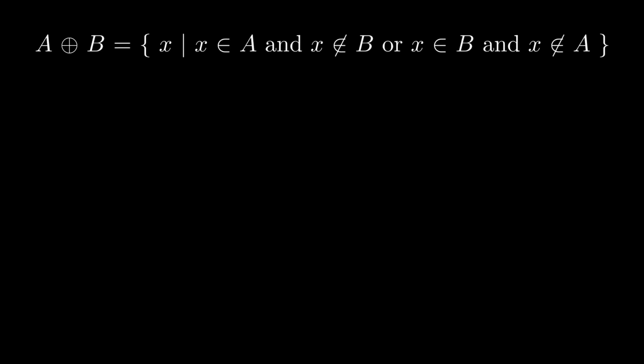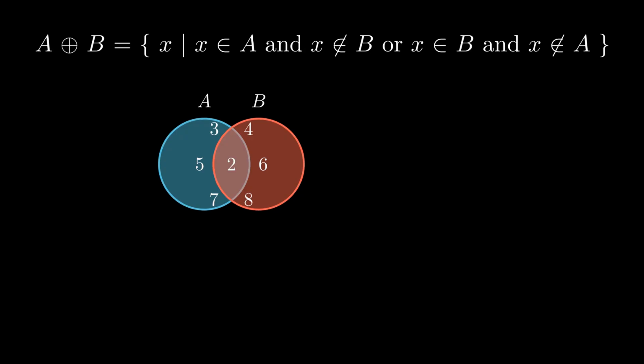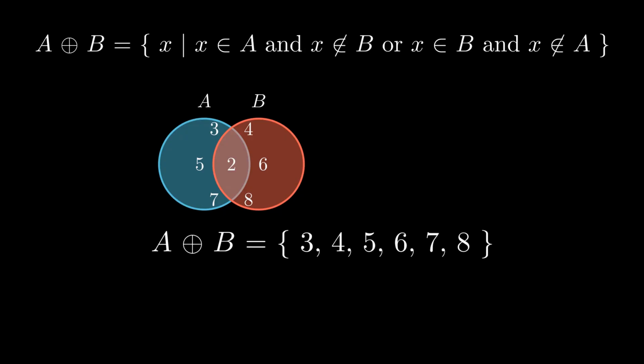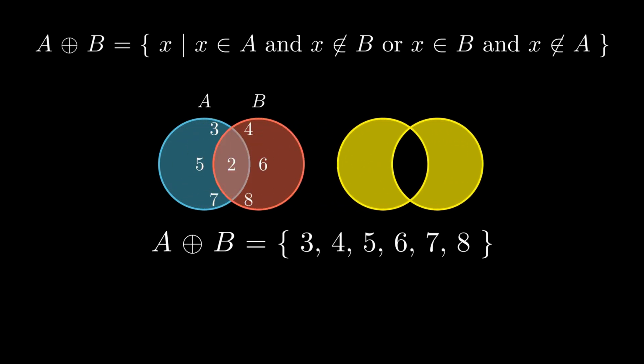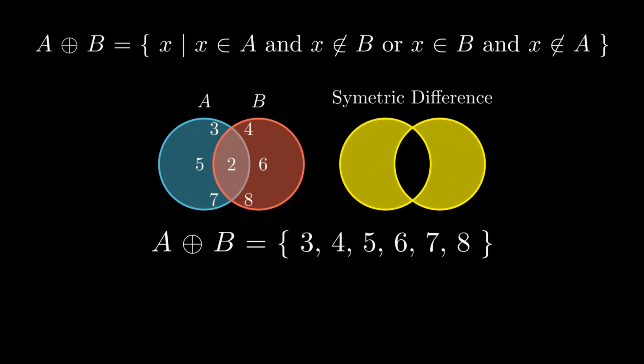The symmetric difference is the set of elements not shared by either set. Formally, this is the set of all x where x is an element of A and not an element of B, or x is an element of B and not an element of A. So if we calculate the symmetric difference of A and B, we get the set of all numbers except 2, because 2 occurs in both sets A and B.